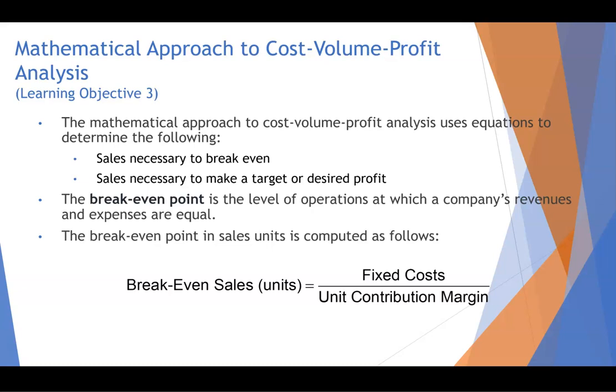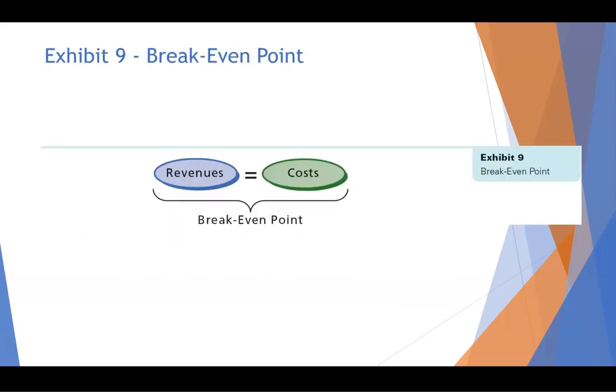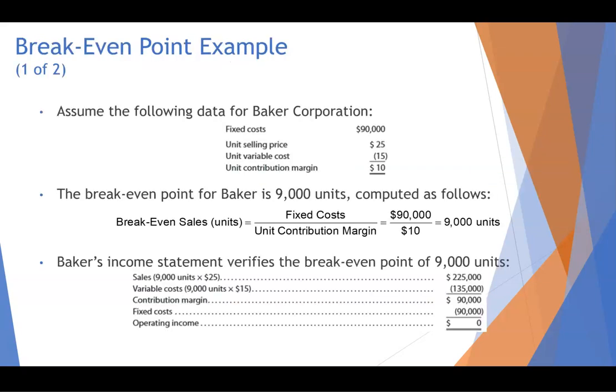So the mathematical approach to this cost volume profit analysis uses equations to determine break-even in sales, and then once we have a break-even, what sales are needed for profit. The break-even point is the level of operations at which a company's revenues and expenses are equal. We can show break-even sales is going to equal our fixed cost divided by that unit contribution margin. Remember, revenues minus our cost are going to be our break-even.